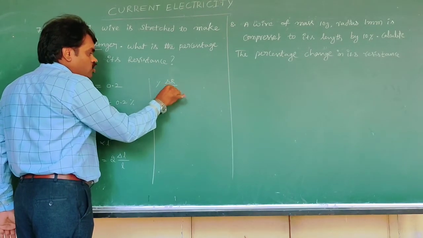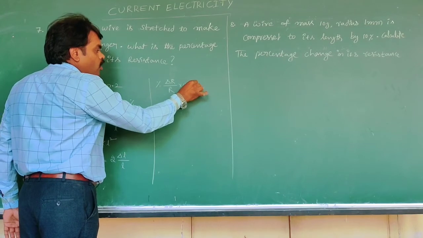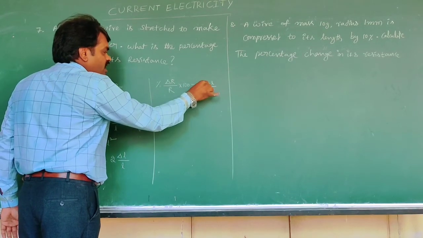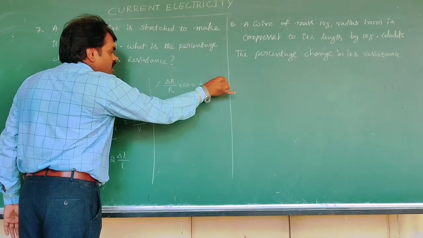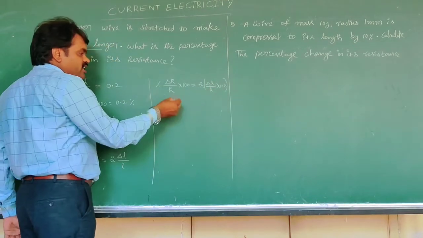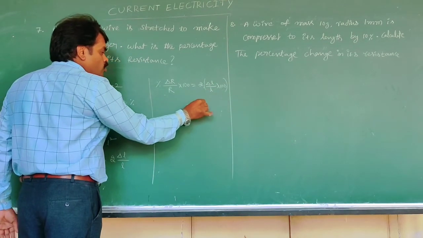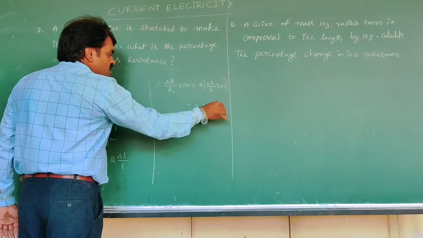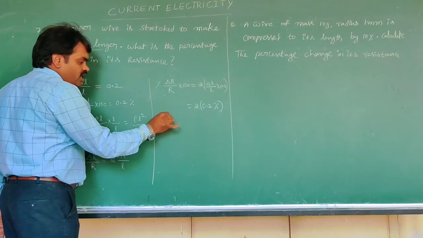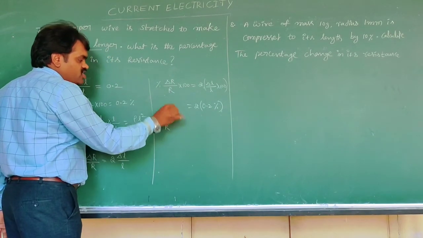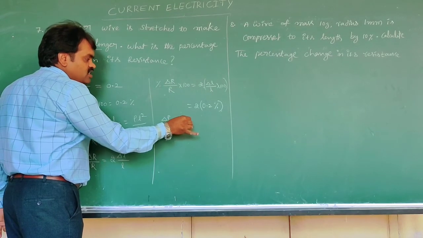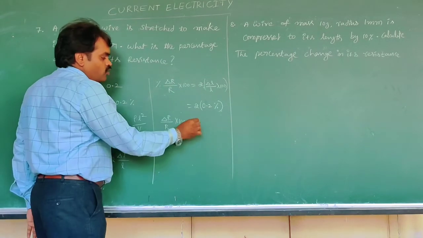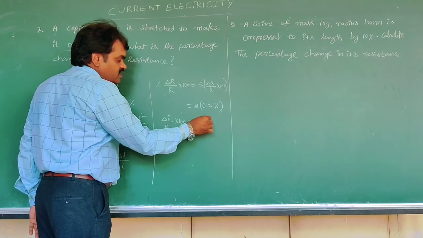They are asking about the percentage change in resistance. Delta R by R into 100 is equal to 2 into delta L by L into 100. Here delta L by L into 100 is 0.2%. Then the answer, the percentage change in resistance, is 2 times 0.2, that is 0.4%.